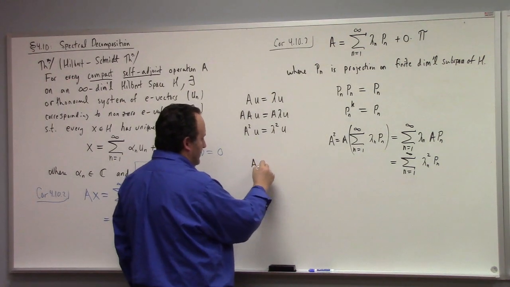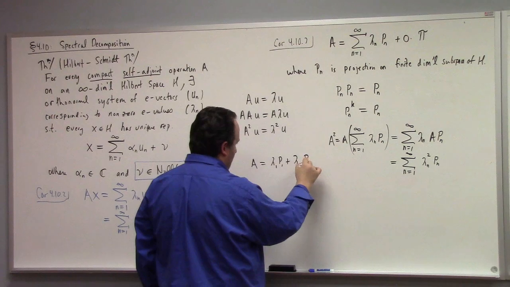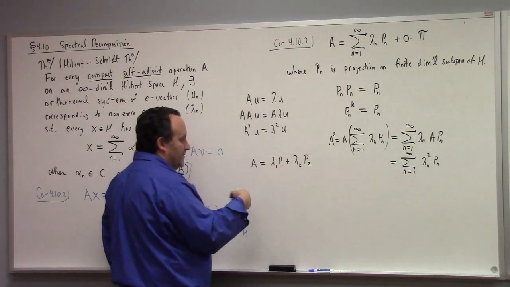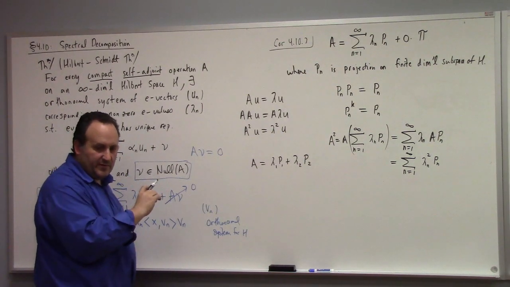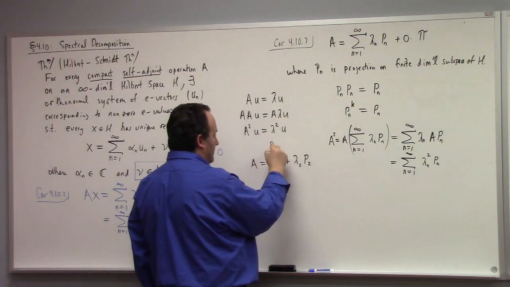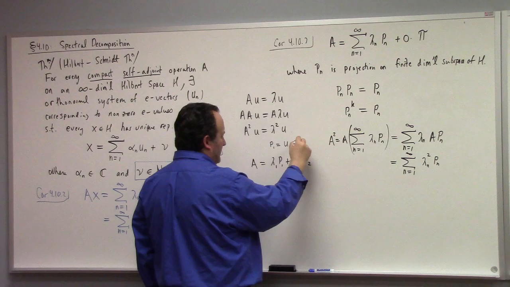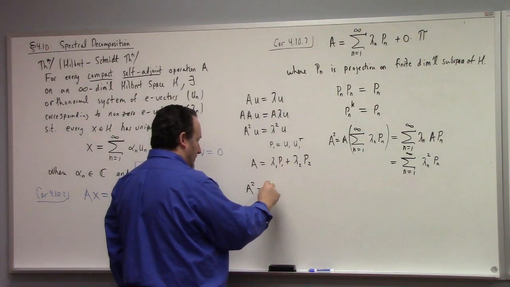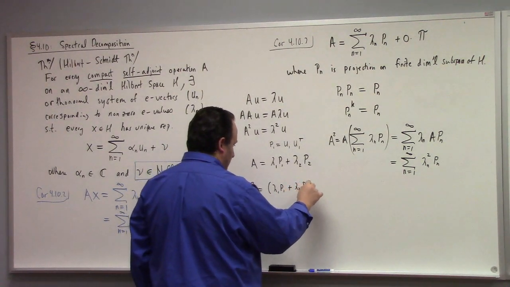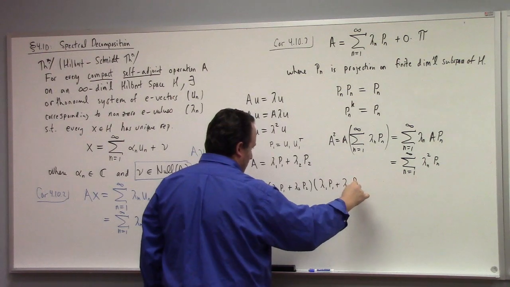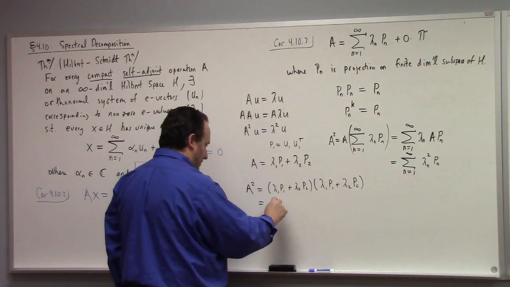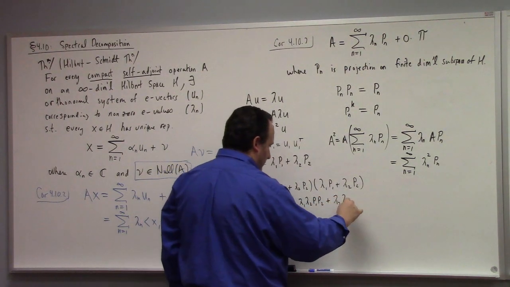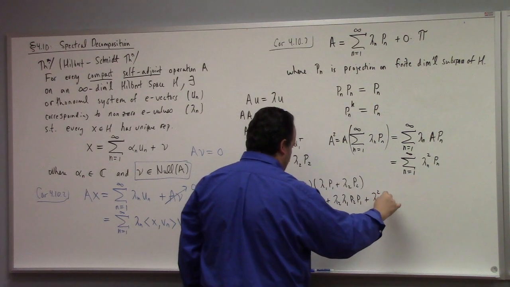Fine. A equals lambda 1 P1 plus lambda 2 P2. Let's think about just two of them, where I'm building P1 and P2 like I did the other day, by the outer product of the vectors. P1 could be U1 times U1 transpose and such. So if I square this, I have lambda 1 P1 plus lambda 2 P2 times lambda 1 P1 plus lambda 2 P2. And I get lambda 1 squared P1 squared plus lambda 1 lambda 2 P1 P2 plus lambda 2 lambda 1 P2 P1 plus lambda 2 squared P2 squared.